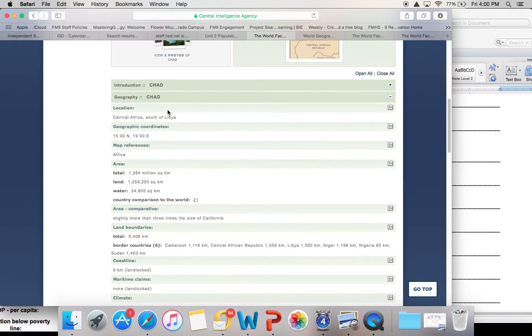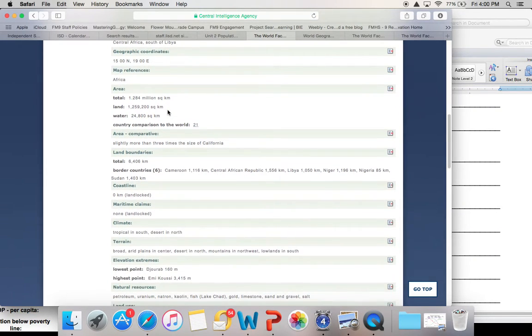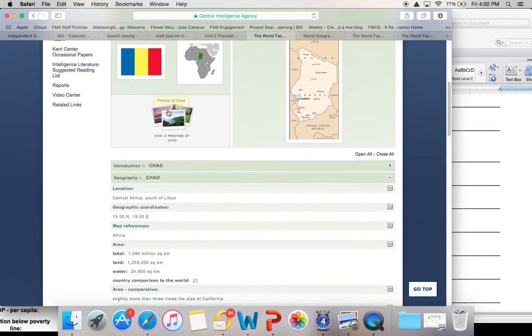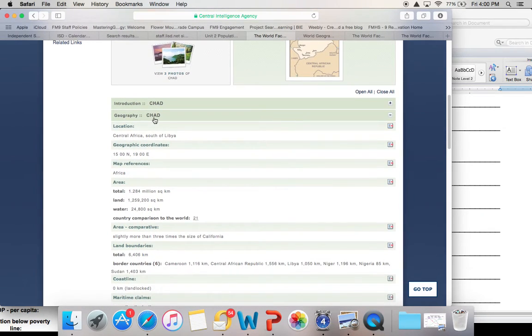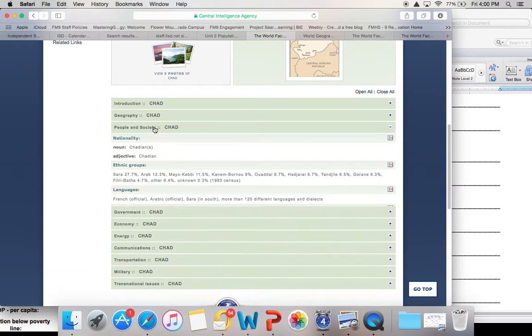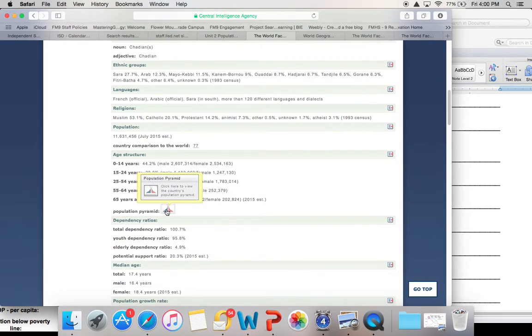So we're still in People and Society, so we're going to look at the population. Well, we know it's a stage 2. If you know anything about that, and you saw the pyramid, you would probably call Chad a stage 2. So let's see, we're in geography. Sorry, go back to People and Society. Okay, the population is 11 million. You're probably going to put that in.